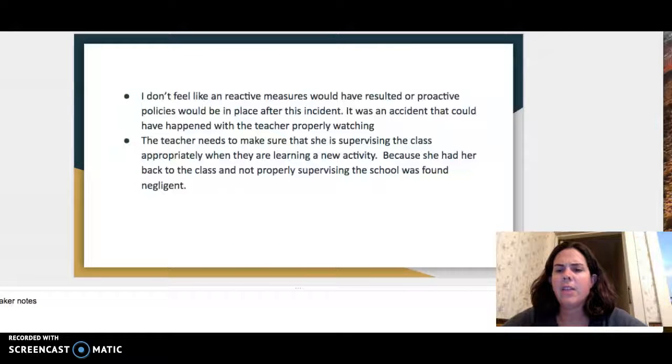I don't feel like there could have been any reactive measures or proactive policies to put in place. The only reactive measure could have been that the teacher should have supervised like she was supposed to and not have her back to the class.